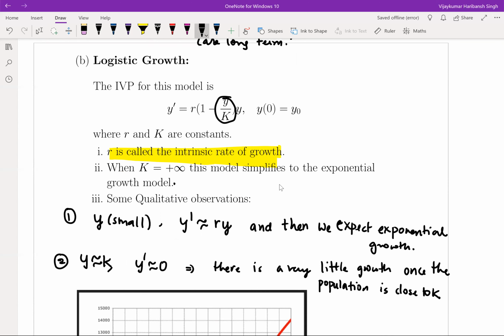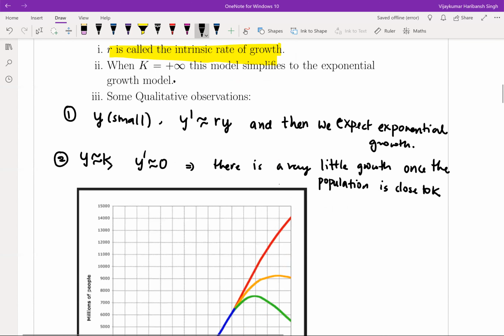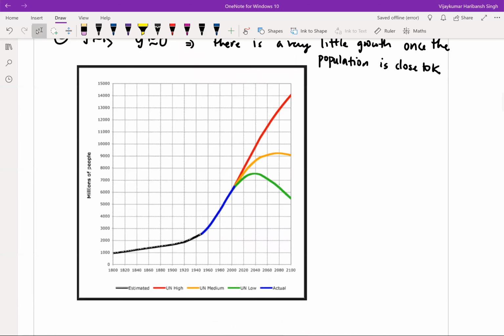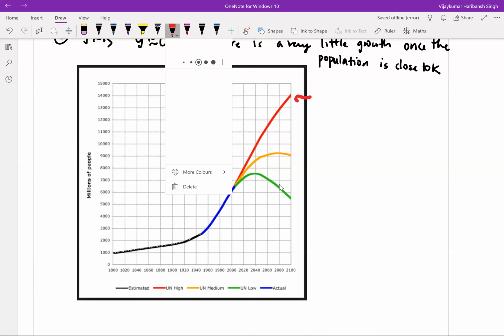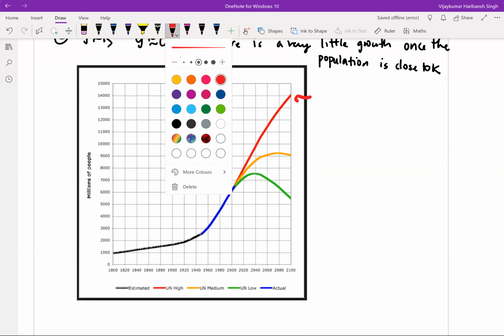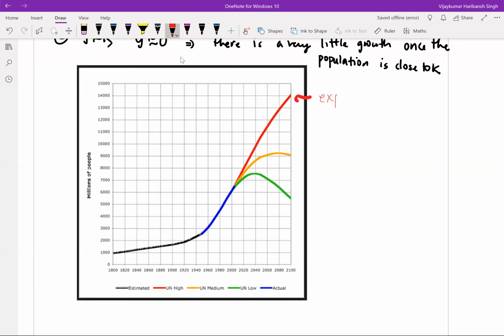So if you draw this, this is the population. These are the estimated populations. The upper curve is given by the exponential growth. And these are different models. Okay, so these are different models.